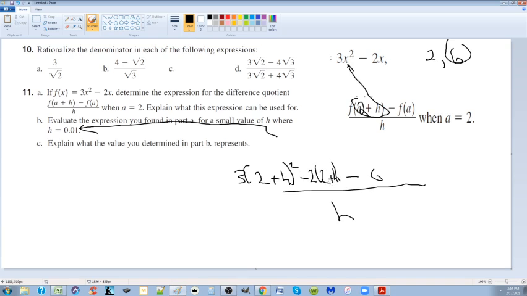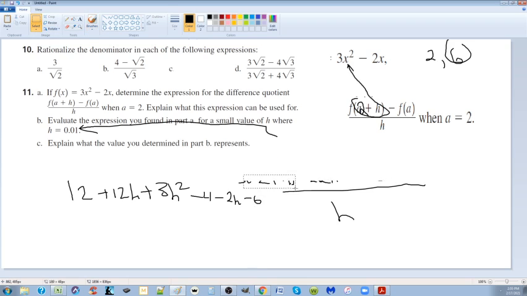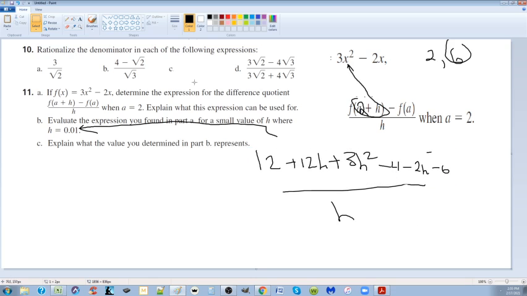And I must expand it. So the expansion of this becomes 4 plus 4h plus h squared, all multiplied by 3. So that becomes 12 plus 12h plus 3h squared. The expansion of this becomes minus 4, minus 2h, all of it minus 6. So that entire top here can be replaced, and I might have to do this in 2 parts because I have a tutoring session.